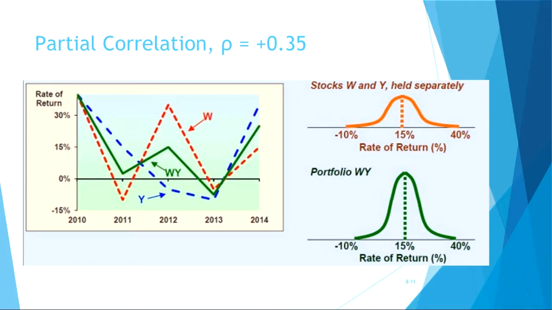So we have two stocks, W and Y, right? Our portfolio, again, the minimum is -10, the maximum is 40. So our range is between these two numbers. But as you have seen, we are more likely to have an average return of 15%, right? Compared to investing individually. So that's why investing in different stocks decreases your risk, right?